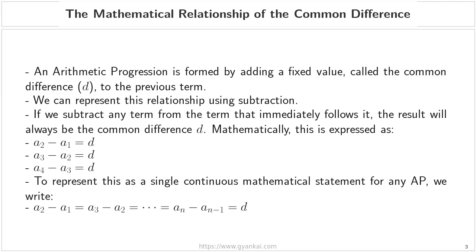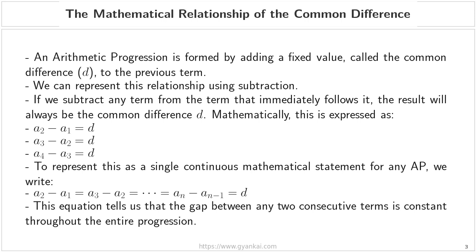To make things much more efficient, instead of writing out every single subtraction, we can represent this as a single, continuous mathematical statement for any AP. We write this as a sub-2 minus a sub-1 equals a sub-3 minus a sub-2, and so on, all the way to a sub-n minus a sub-n minus 1, which all equal D. This equation is the heart of the topic. It tells us that the gap between any two consecutive terms remains constant throughout the entire progression. This consistency is exactly what we will use to solve the real-world problem coming up in the next slide.